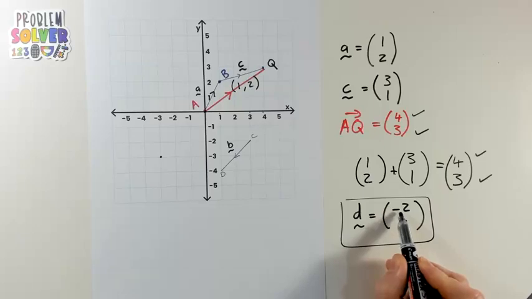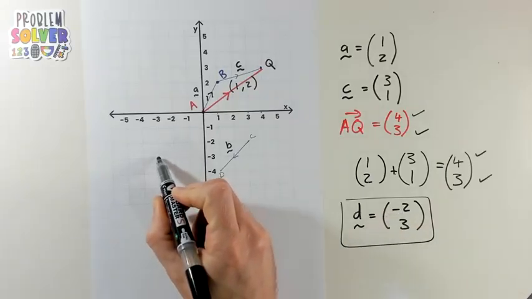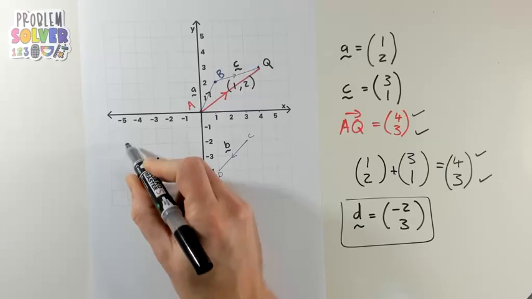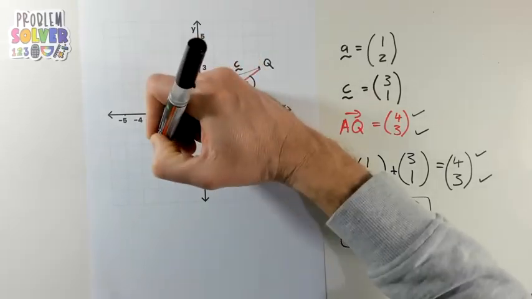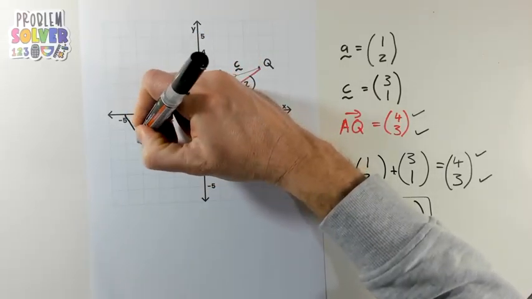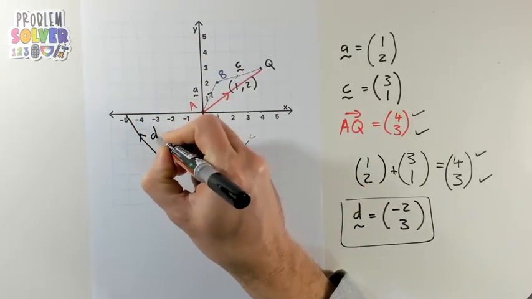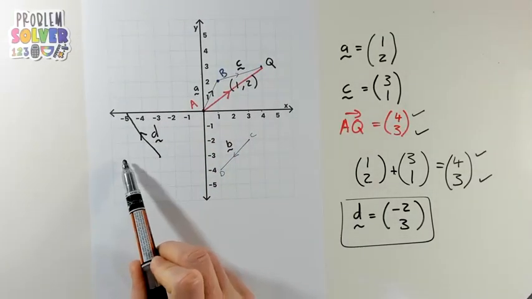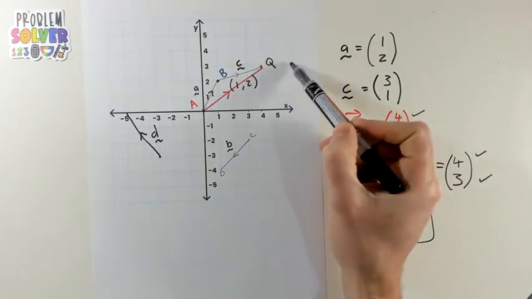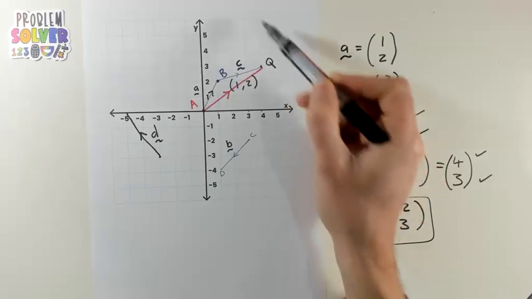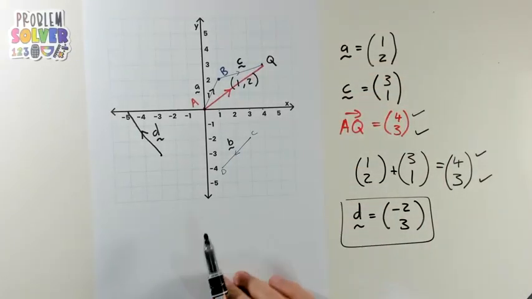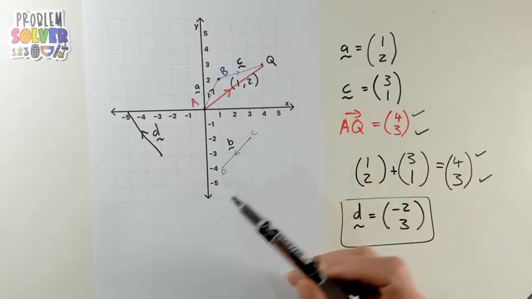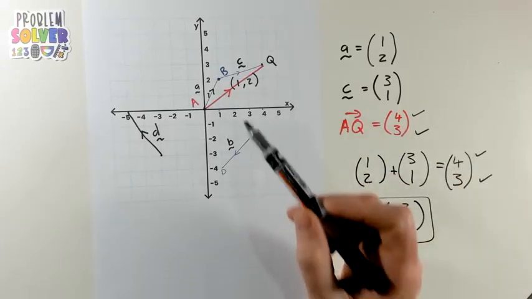I'm going 2 backwards. So let's say 1, 2, and then 3 up, 1, 2, 3. So basically this will be the vector D. It doesn't matter where, as long as I went 2 back and 3 up. I could have started there and went 2 back and 3 up and drew it there. So that's just their notation. I can also add and multiply and do all kinds of things with this.